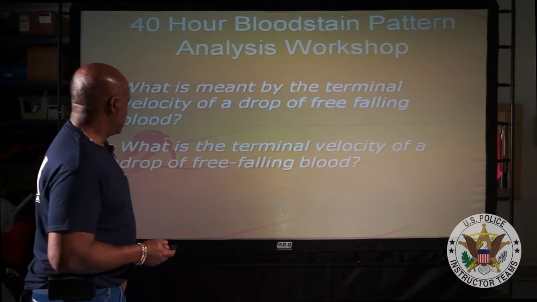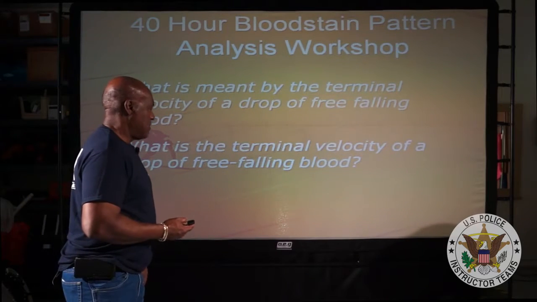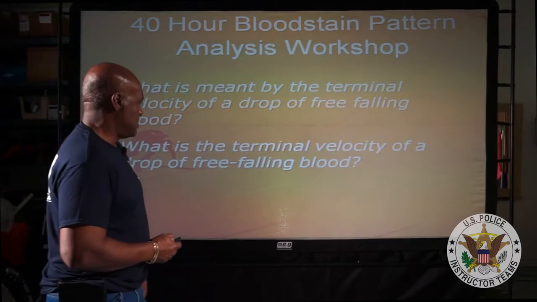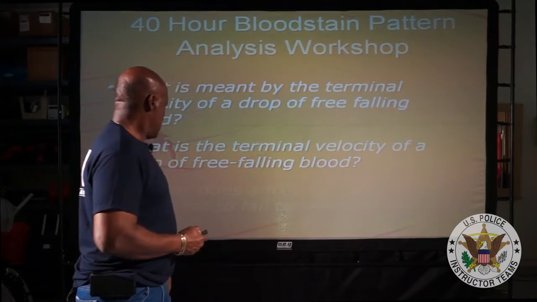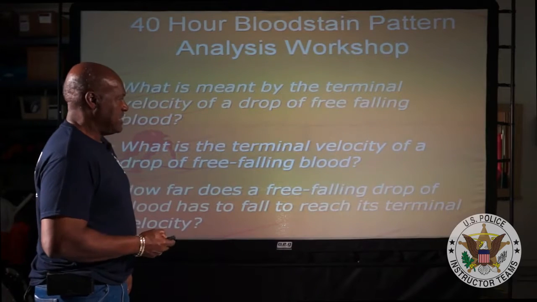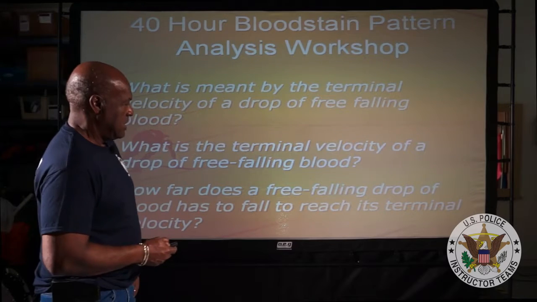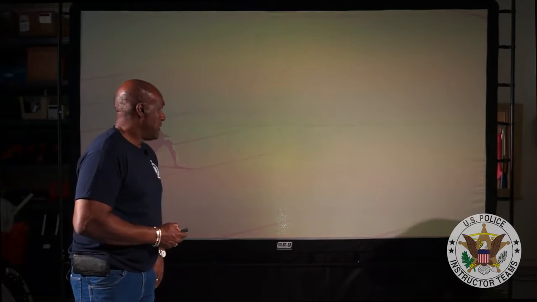What is the terminal velocity of a drop of blood? Again, we can determine that. The terminal velocity is usually about 25 feet per second, but we don't usually get involved in that unless somebody wants to get into that. But the terminal velocity is usually about 25 feet per second.